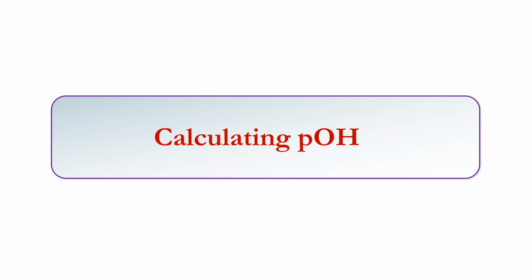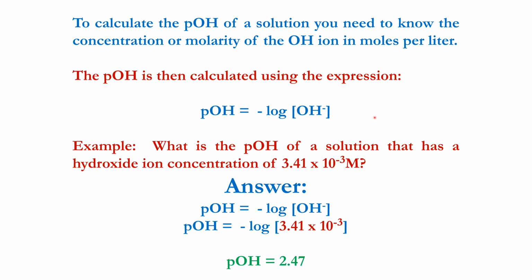Now we learn how to calculate pOH. If you are asked to calculate the pOH of a solution, you use the formula pOH equals minus log OH ion concentration. So you need to know the concentration of the OH ion in moles per liter before you can calculate pOH. Example, what is the pOH of a solution that has a hydroxide ion concentration of 3.41 times 10 to power minus 3 moles?